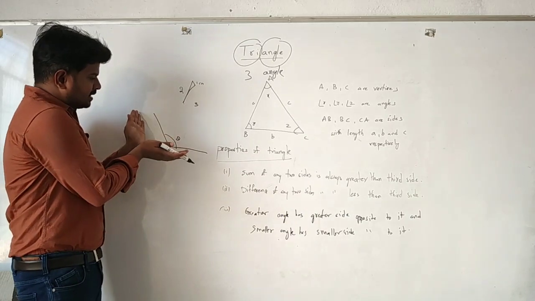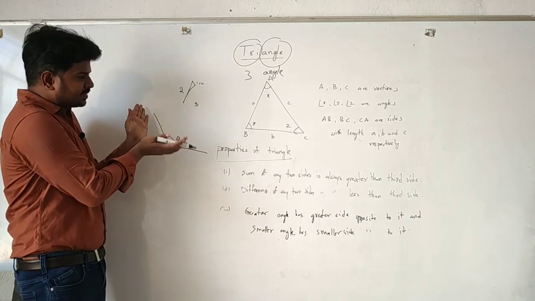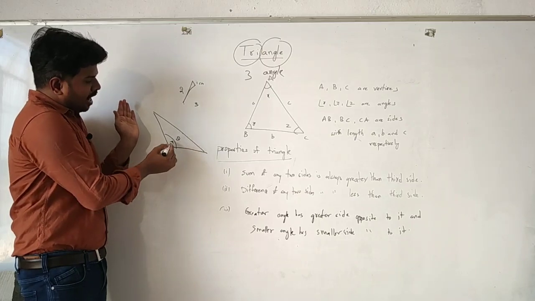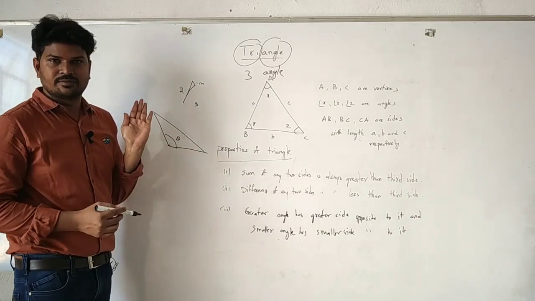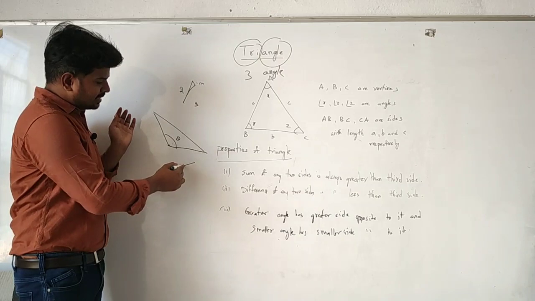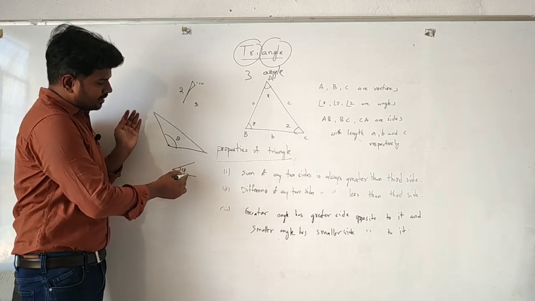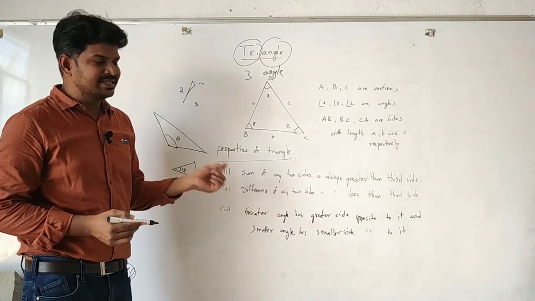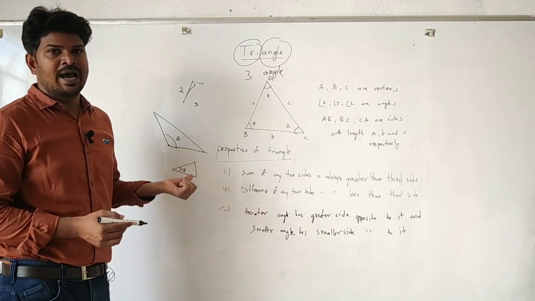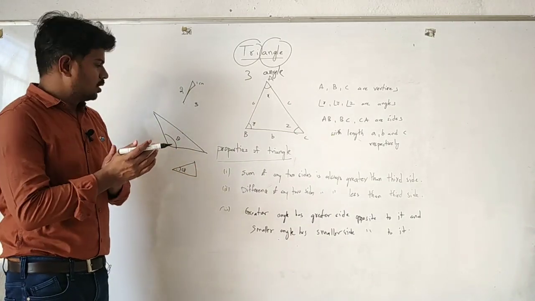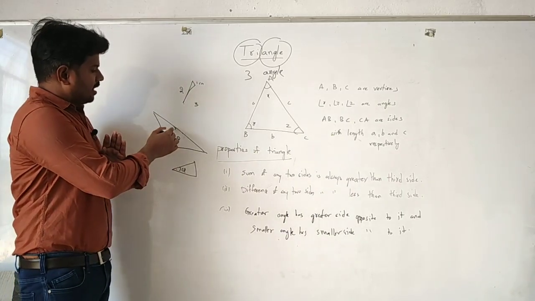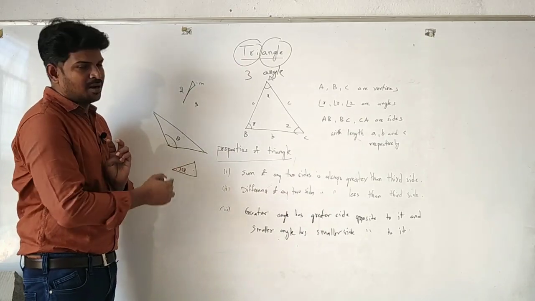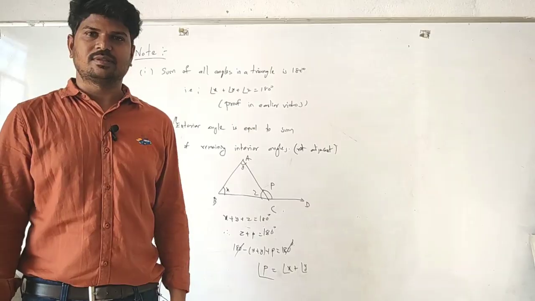So if the space is more, that is the angle is more, obviously the side opposite to this angle will be larger. If the space is very less, the side opposite to this angle will be very small. Just a basic understanding of angles and sides. So the side opposite to the larger angle is larger, and the side opposite to the smaller angle is smaller.